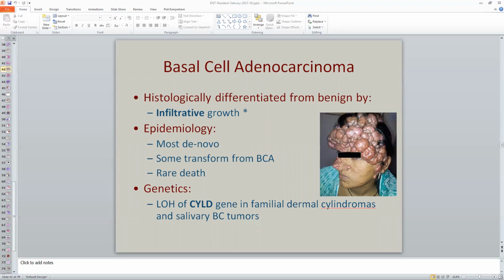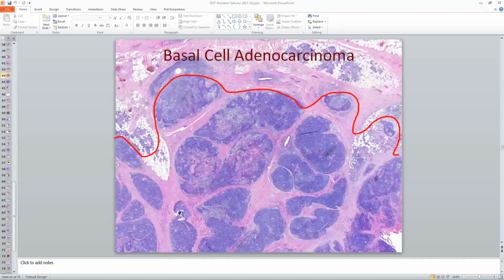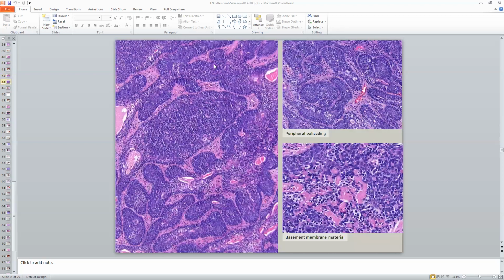And interestingly, basal cell adenocarcinomas of salivary gland can have the same genetics as these familial dermal cylindromas, the CYLD gene. So you can see loss of heterozygosity of this gene in both these patients with the so-called turban tumors, as well as basal cell adenocarcinomas of salivary gland, cylindroma gene. So here, again, you have these sort of jigsaw puzzle-like appearance of blue cells, but with nests that sort of percolate in between the normal salivary parenchyma. But on high power, the appearance is quite similar with this peripheral palisading and basement membrane-like material. So over here, peripheral palisading, basement membrane-like material.